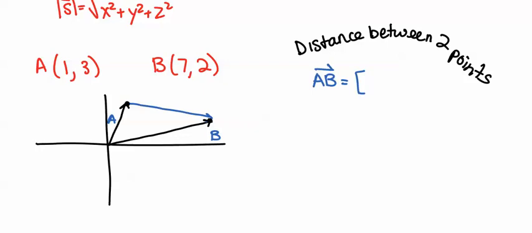So if you think about it, if we split this vector into x and y components, and we just think about x right now, A is at 1, and B is all the way at 7. So pretty much we're looking at the distance between A and B, which is 6.